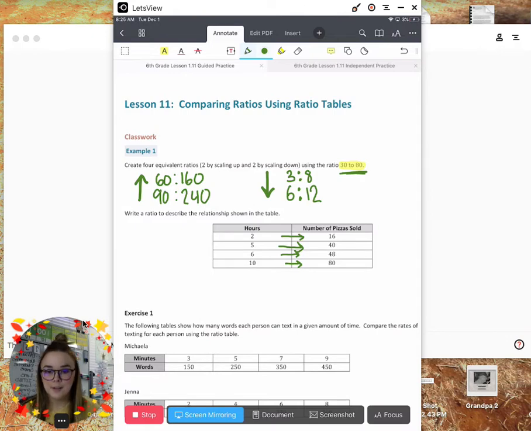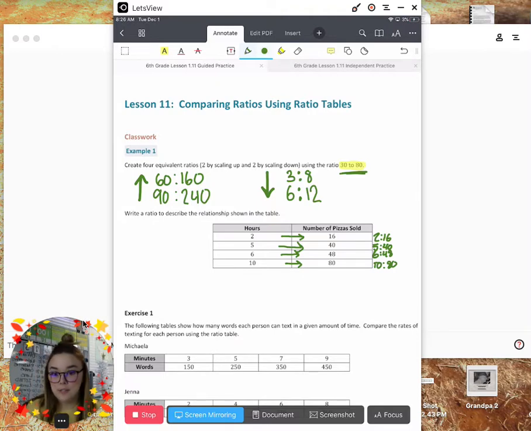So we want to come up with a ratio that's going to describe this relationship. And when we do that, we want our ratio to be as small as possible. Right? When we looked at our previous question, 30 to 80, we brought it to its very simplest form of 3 to 8. We can't really make it any smaller than that. So let's take a look at our ratios. We have 2 to 16, 5 to 40, 6 to 48, and 10 to 80.